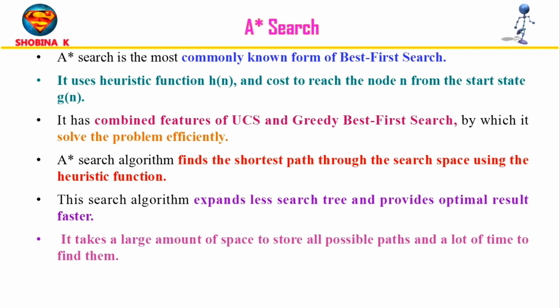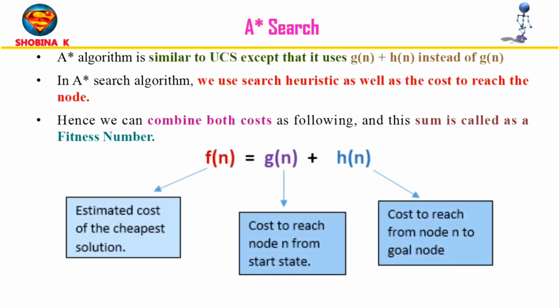And this algorithm is a known form of BFS algorithm. Also, it combines the features of uniform cost search and greedy best first search. And the total cost is denoted by f of n, which is the sum of g of n and h of n, where g of n is the cost in uniform cost search, h of n is the cost of greedy search. So we evaluate the nodes by combining g of n and h of n.